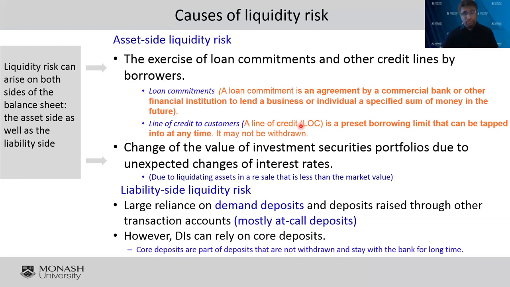I don't withdraw it. It's not an asset, but it can be withdrawn at any time, depending on those corporations you give these lines of credit to. And you can give lines of credit to so many corporations, so many customers, which may inflate this number. So this is the asset side.